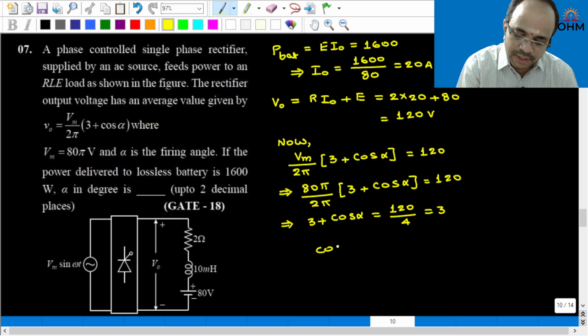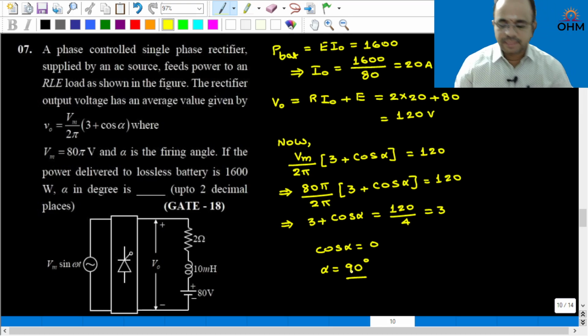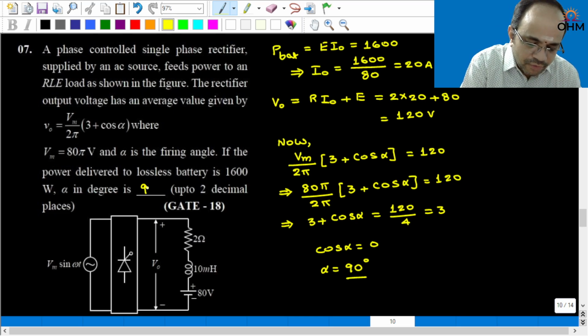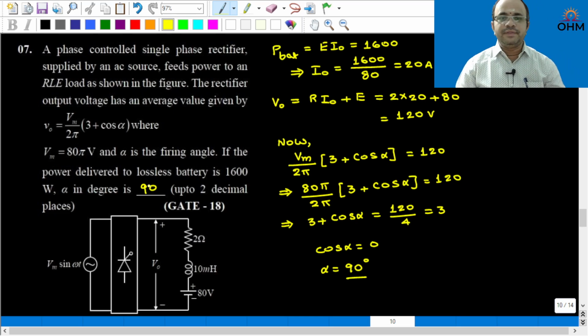So 3 can be cancelled on both sides, therefore we will have cos alpha is equal to 0, that means alpha is equal to 90 degree. So 90 degree will be the answer for the question. Okay, we want alpha value in degree, that will be 90 degree. I hope it is simple.